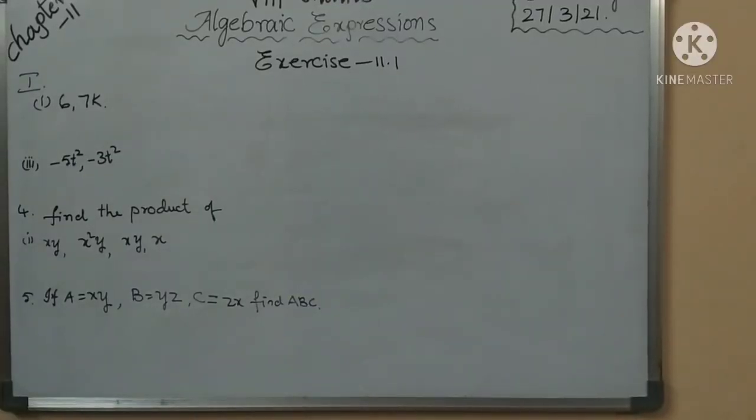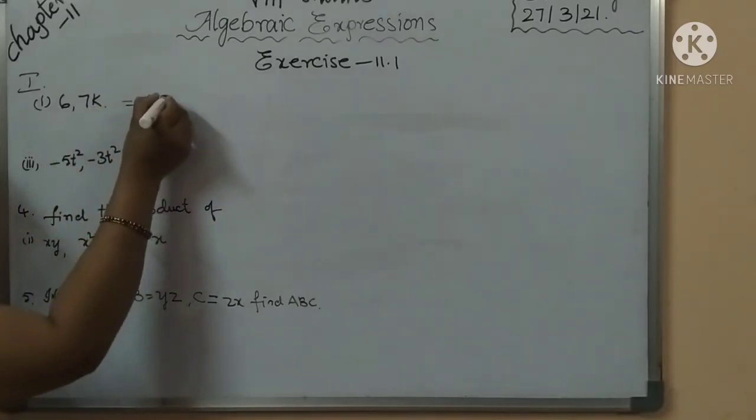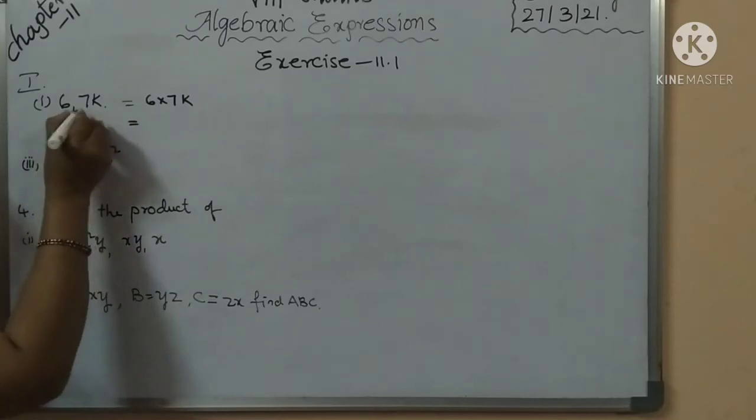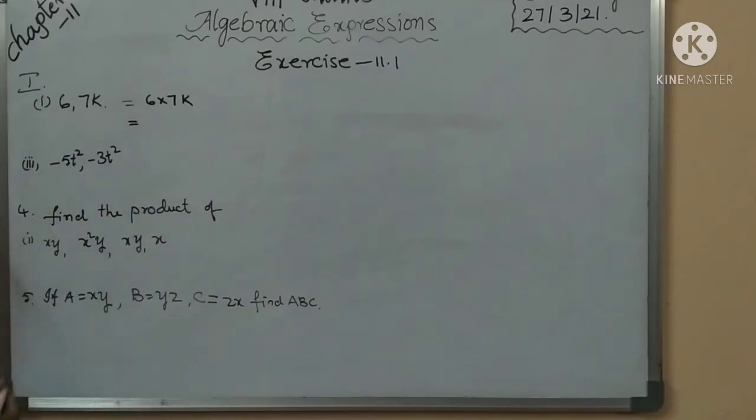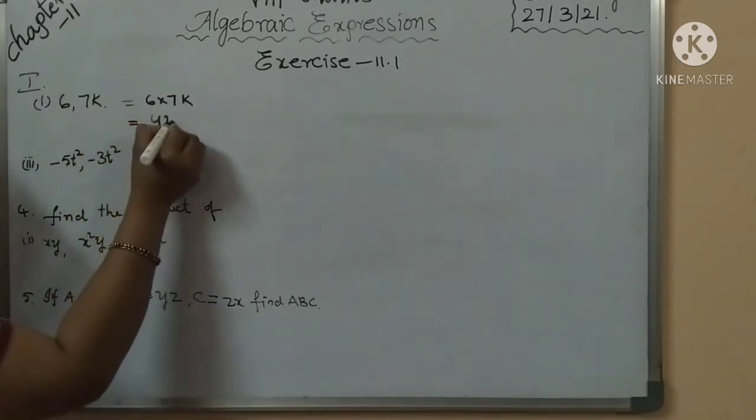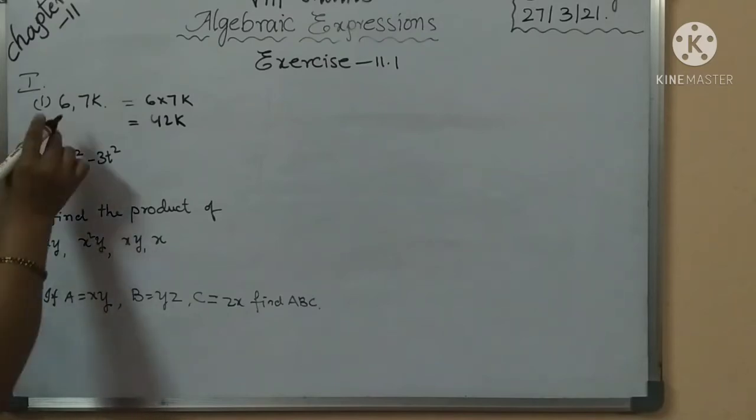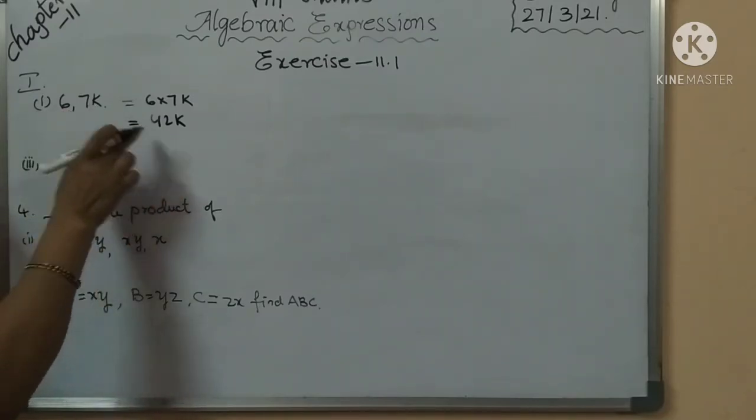Exercise 11.1. First Roman. What is the first Roman? Find the product of the following pairs. Product means multiplication. So here 6 into 7k. These are two monomials. 6 7s are 42, into k, 42k. The product of the two monomials will get a monomial.